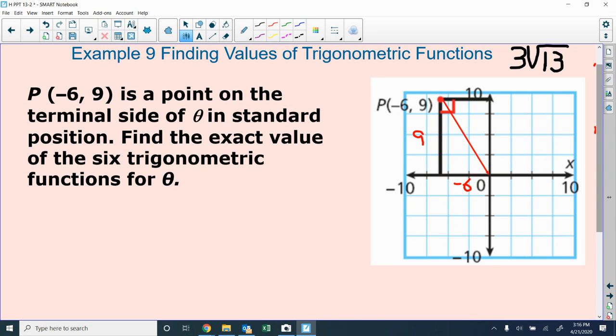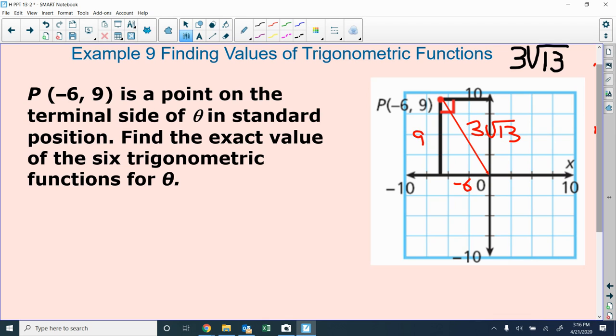So 9 squared plus -6 squared. That's going to be positive. So we're going to end up with, after you simplify it, this hypotenuse is 3 square roots of 13.